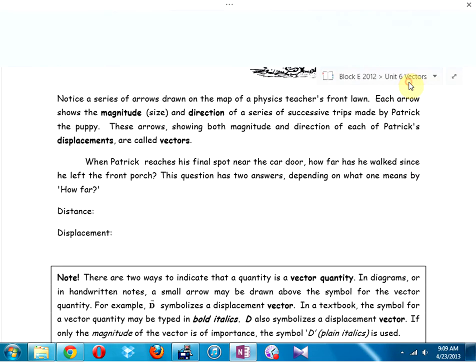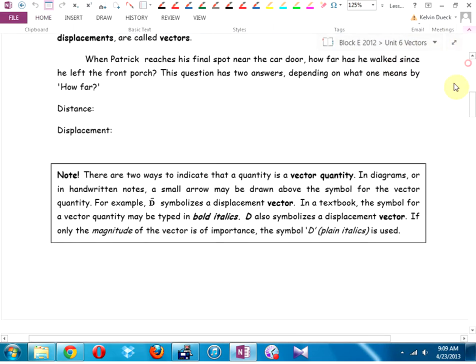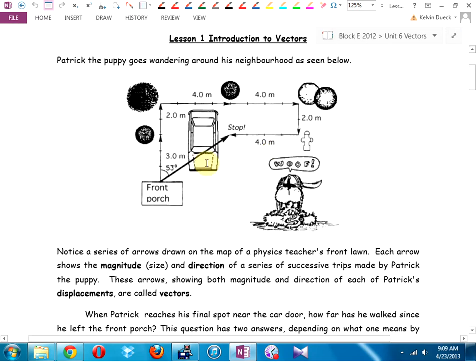Didn't want to move. There we go. Looks like he starts on the front porch and he goes north for a while, then he heads east for a while, stops there. Why is he stopping at the bushes? One can only imagine. Stops there, stops, and it comes to a final stop there.